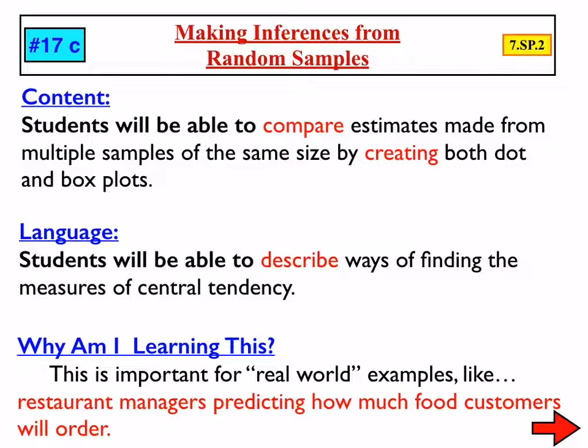Today, lesson 17C, making inferences from random samples. Yesterday, we talked about the idea of what a random sample was, in addition to biased situations and unbiased situations. And today, I'll run a little demo for you where we can make some inferences from that. And then tomorrow, you'll be doing things on your own, in addition to the next lesson after that as well. Okay? So let's go ahead and get started.